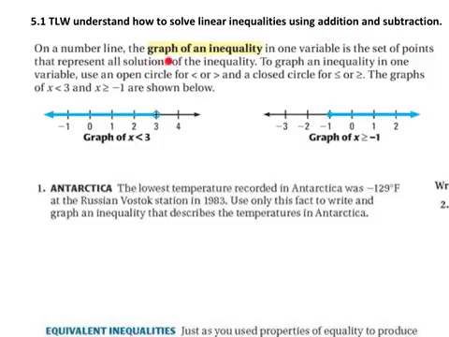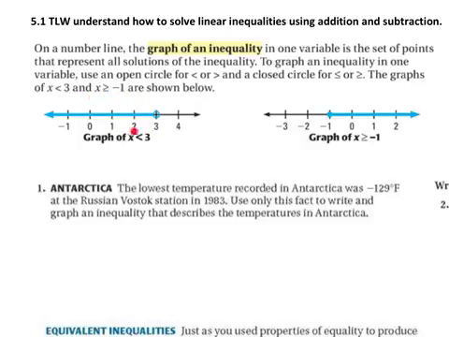On a number line, the graph of an inequality in one variable is the set of points that represents all solutions of the inequality. To graph an inequality in one variable, use an open circle for less than or greater than and a closed circle for less than or equal to or greater than or equal to. The graphs of x is less than 3 and x is greater than or equal to -1 is shown below.